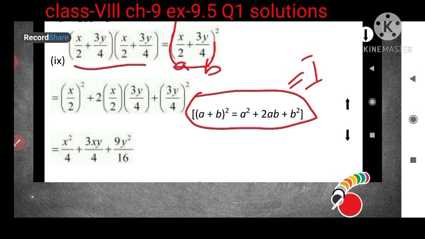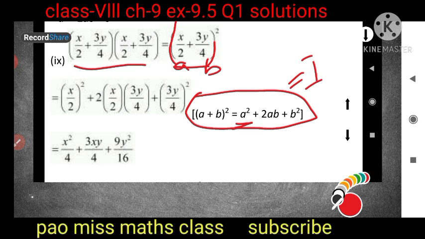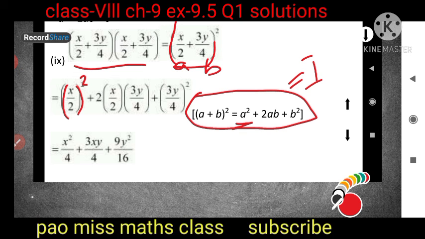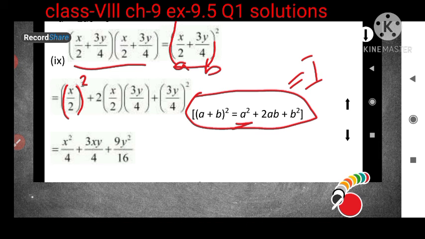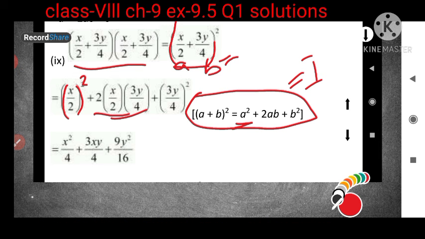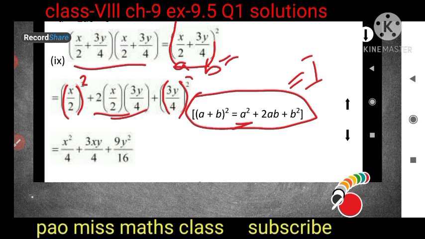3y upon 4. Now a square means we have to write x upon 2 whole square. We have to give whole square because this square is for both the terms, for x also and for 2 also. Then again plus 2ab. Now 2 is from the formula, isn't it? What is the value of a? x upon 2, and there is no square. And for b also no square. The b value is 3y upon 4. The three terms are in multiply. Then again b square. So what is the value of b? 3y upon 4 whole square. So this square is also for both the terms, for 3y also and for 4 also.